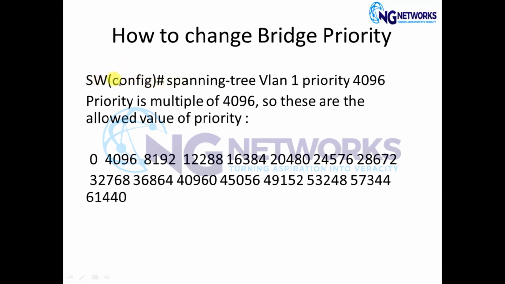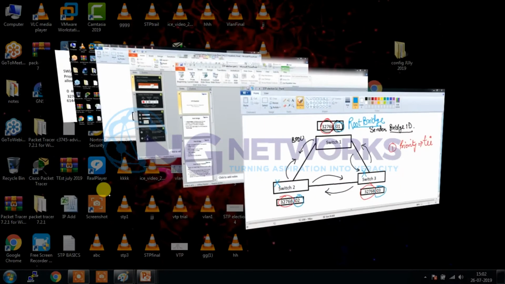You have to run this command in global mode: spanning-tree vlan 1 priority. As I told you, the priority needs to be a multiple of 4096. These are all the multiples which you can set as priority, and the default is 32768. Let's consider one more example to understand the election more.